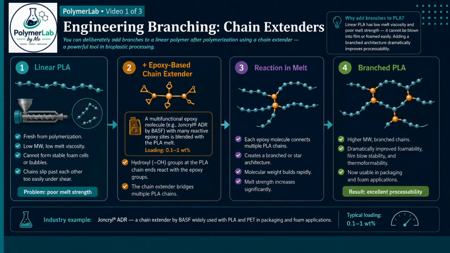The same PLA monomer, the same chemical composition, but completely different processability because we have changed the architecture internally. This is just one example of how engineers deliberately engineer architecture to solve a specific processing or performance problem.